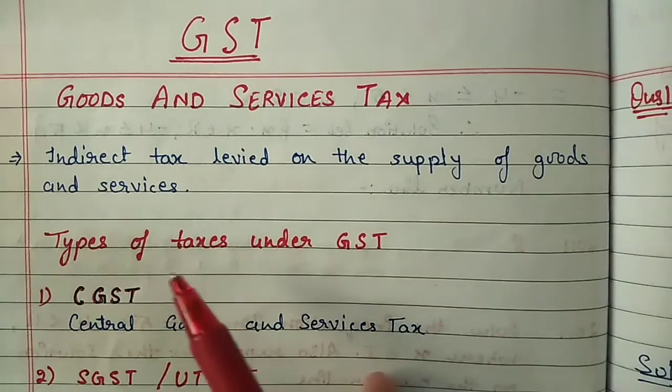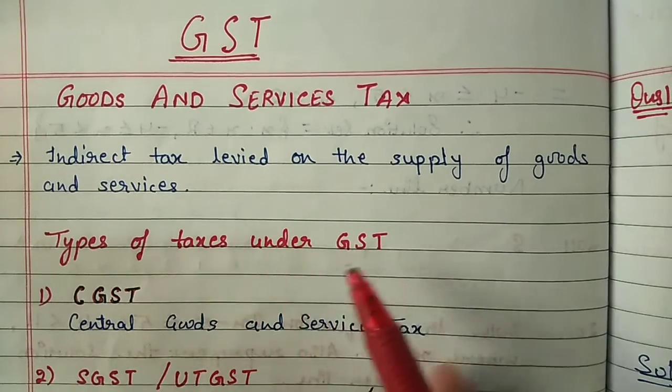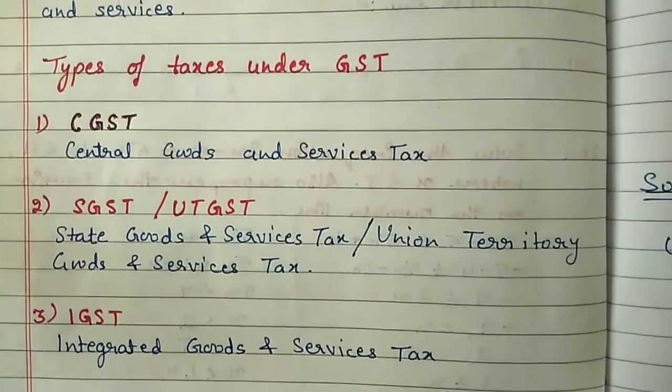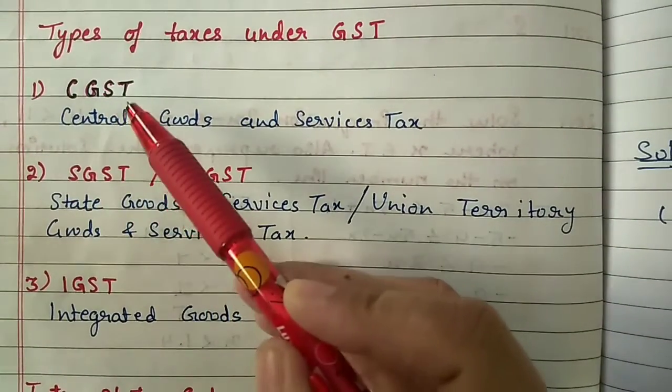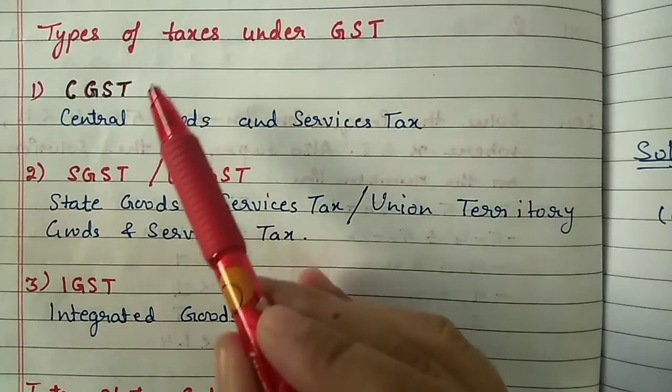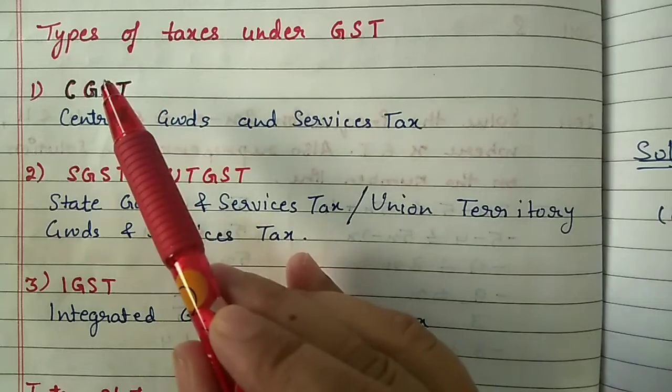Now next thing is which types of taxes come under GST. So mainly three types of taxes are there under GST. First one is CGST. CGST means Central Goods and Service Tax. This tax will go to the central government.